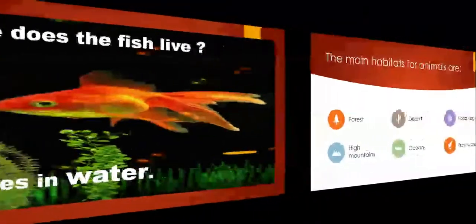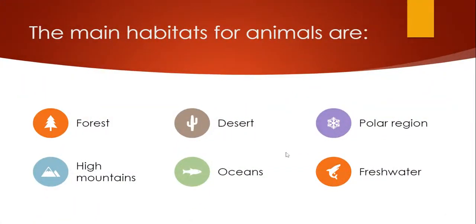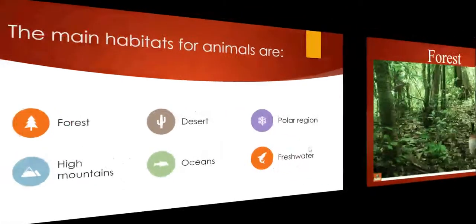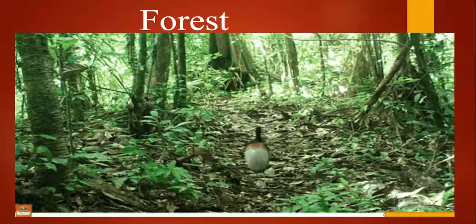So, children, we can conclude that there are different types of habitats in which animals live. For example, forest, desert, polar region, high mountains, oceans, and fresh water. In this concept, we will discuss in detail about these habitats and about the animals which are found there. So let us start with forest.